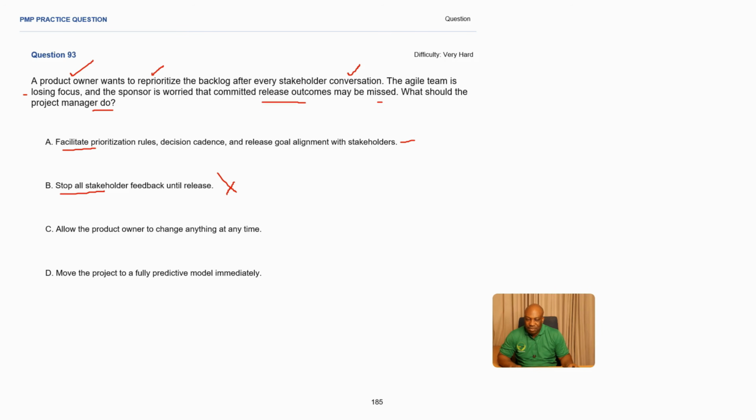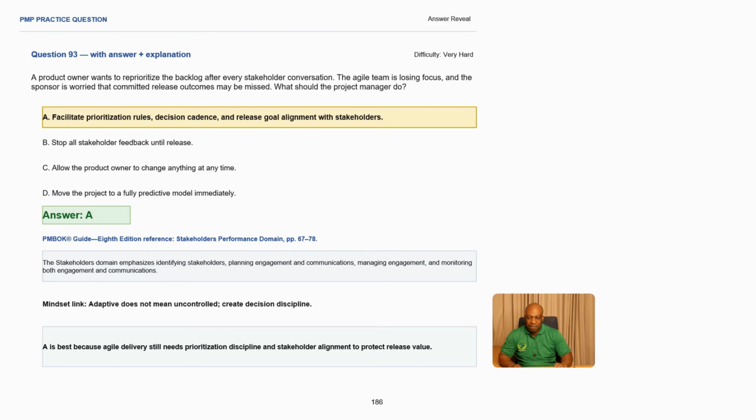Then C: Allow the product owner to change anything at any time. Yes, they can change, but in this case, it's affecting the Agile team. So you need to facilitate the discussion. That is very, very important. They cannot change at any time. They have to reprioritize in discussion with the team. D: Move the project to fully predictive. You don't change the project approach from Agile to predictive because there's a reprioritization happening. There's a reason why Agile was chosen for this project. So making A the best answer.